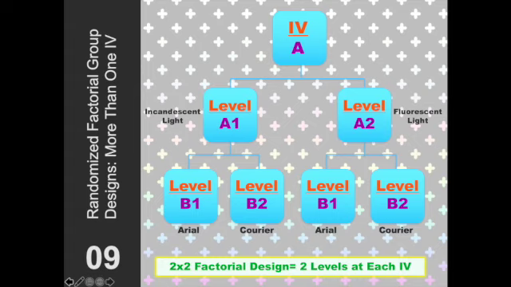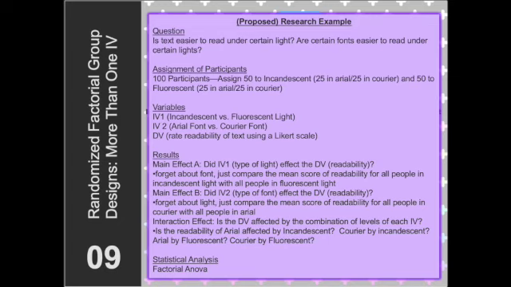Okay, so here is an example of a randomized factorial group design, or in other words, an experimental design with two IVs. Let's say that the research question is, is text easier to read under certain light? And then there's a second research question, which is, are certain fonts easier to read under certain light? So we have type of lighting and fonts that we're looking at here.